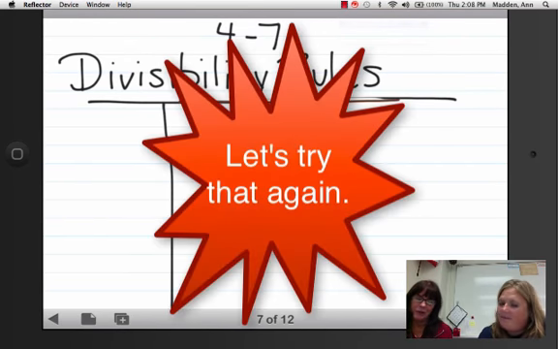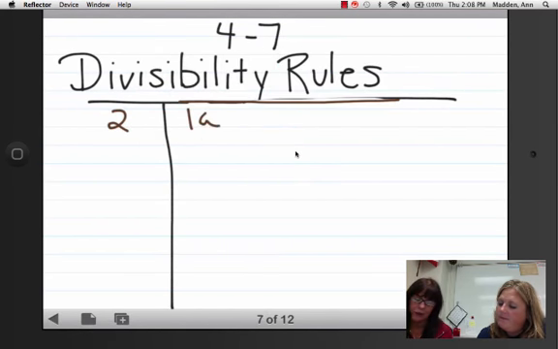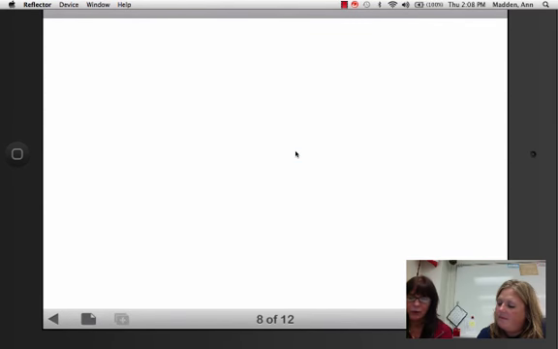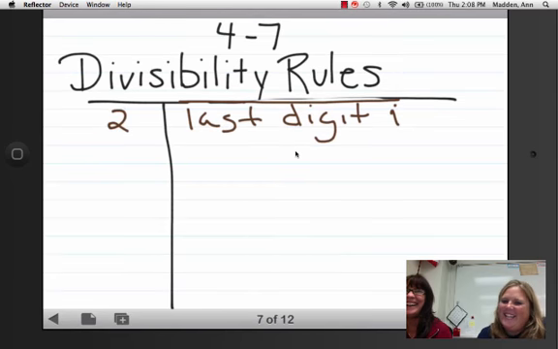Okay, first number on the divisibility chart is 2. The rule for 2 is the last digit is even.